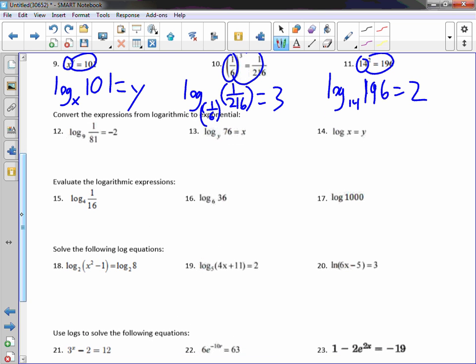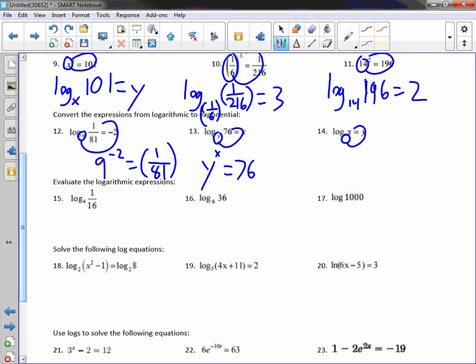Number 12 to 14, we're still doing logs, converting, but we're converting starting with the log and trying to go to exponential. Snell method still works. We circle the first number we see, which is the little one. In this case, we get 9 to the -2 equals 1 over 81. 13, we do y to the x power equals 76. Number 14, notice there's no number here, so we do 10 to the y equals x. Once again, if we don't see anything, we assume that it's 10.